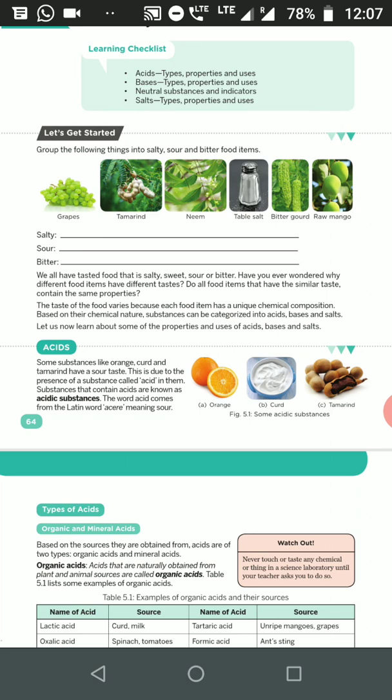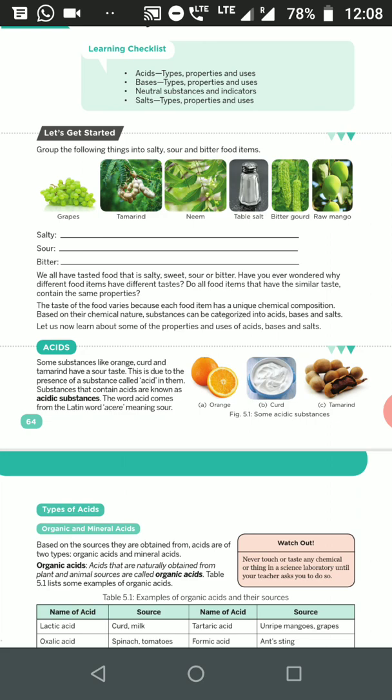Example: lemon, orange, curd, tomato, apple, vinegar, they are sour in taste. Now types of acids. Acids are divided into two types: organic acids and mineral acids. Acids that are naturally obtained from plant and animal sources are called organic acids.